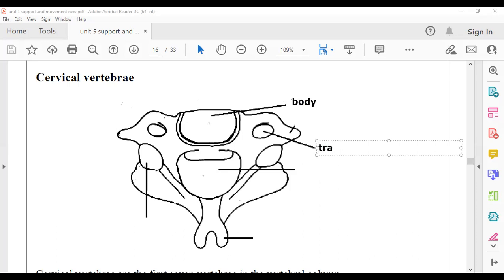Okay, transverse foramen for vertebral artery. Okay, that means through this hole, vertebral artery will travel. It is in the transverse process. Through that one, vertebral artery will travel. Right.